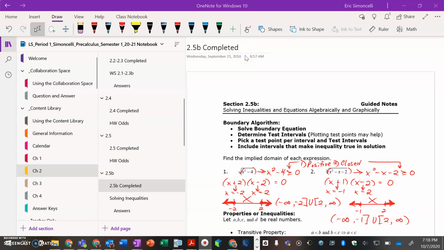Hello students, and welcome to section 2.5 part B, a continuation of yesterday's discussion from 2.5: solving inequalities and equations algebraically and graphically.